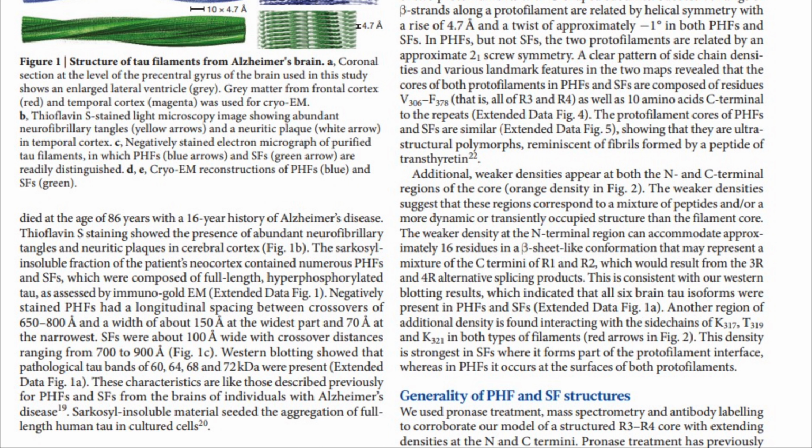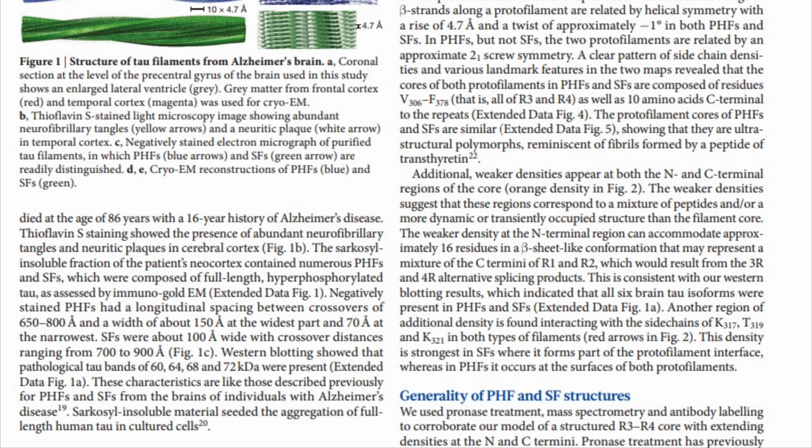Negatively stained PHFs had a longitudinal spacing between crossovers of 650-800 angstrom and a width of about 300 angstrom at the widest part and 100-150 angstrom at the narrowest. SFs were about 150 angstrom wide with crossover distances ranging from 700-900 angstrom, figure 1c.